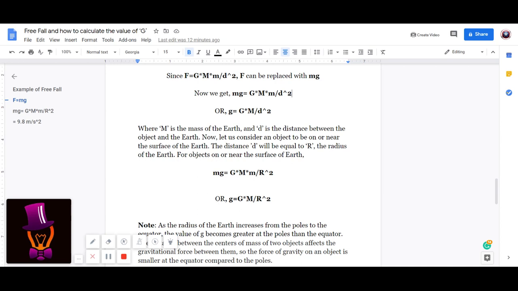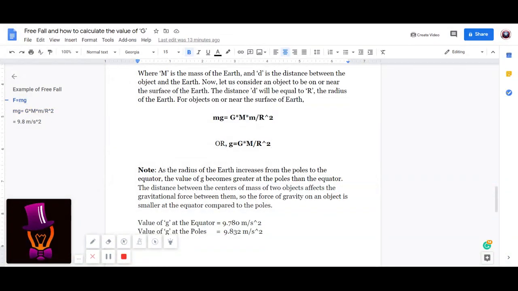Now let us consider an object to be on or near the surface of the Earth. The distance d will be equal to r, the radius of the Earth, for objects on or near the surface of the Earth. If it's on or near the surface of the Earth, we should take it as the radius, or else we can stick with d. But now we are doing the case where the object is on or near the surface of the Earth. So as we saw, mg is equal to capital G into capital M into small m by r square, or small g is equal to capital G into capital M by r square. We just need to replace d square with r square if it's near or on the surface of the Earth.